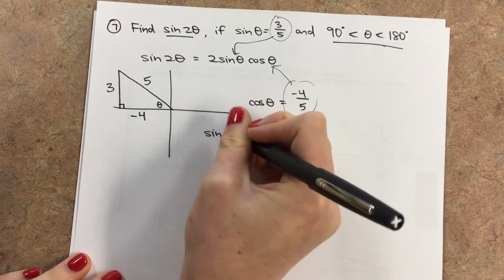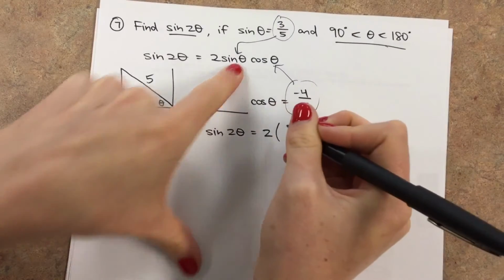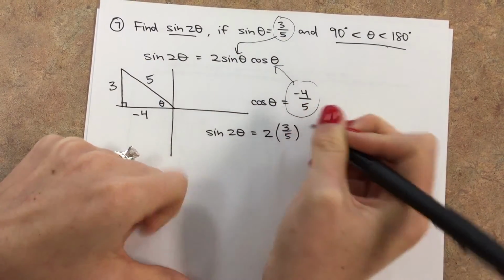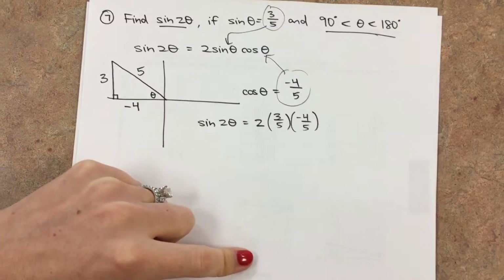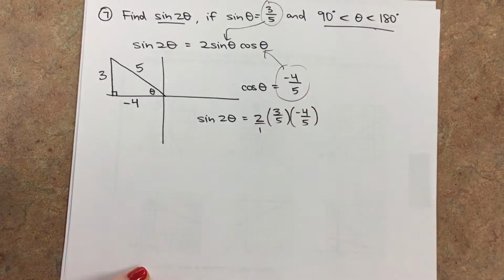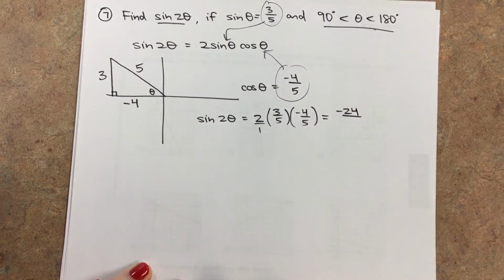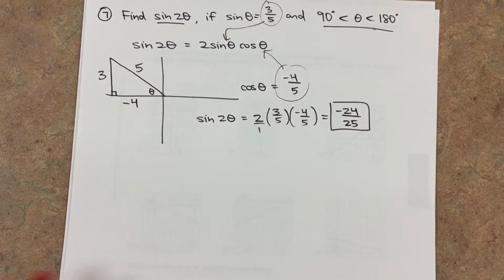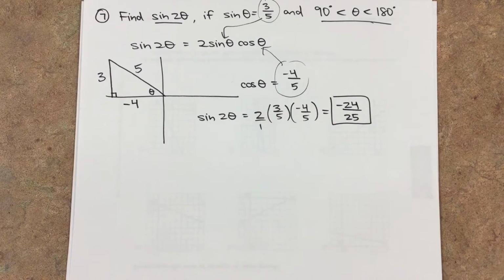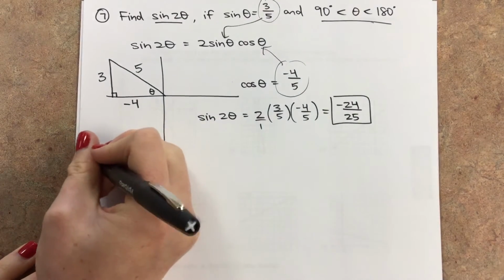So here's what our final answer would look like. We've got 2 times the value of sine, which was given to us, that's 3/5, and then times cosine, which we just found was -4/5. So we multiply all that together. Think of this as 2/1. You'd have 2 times 3 times -4, that's -24, over 1 times 5 times 5 is 25. So that would be your answer, this fraction right here, -24/25. Okay, so that's a double angle formula. You also have really similar formulas for tangent and for cosine, if those were to pop up.